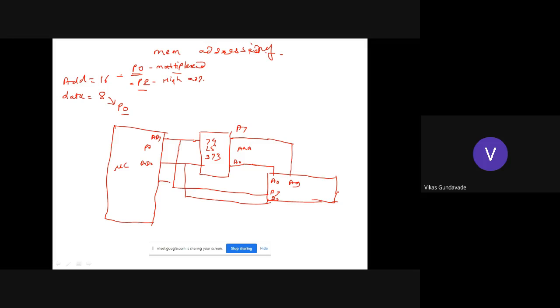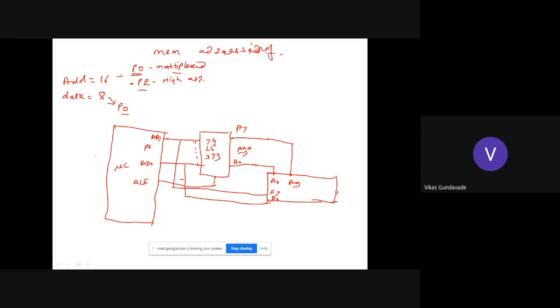And this latch is enabled by the ALE, address latch enable. When it is active high, or when a high pulse is provided to the 74LS373, it works as a buffer. Whatever input is available at the input side gets switched to the output side, and it will hold the address.